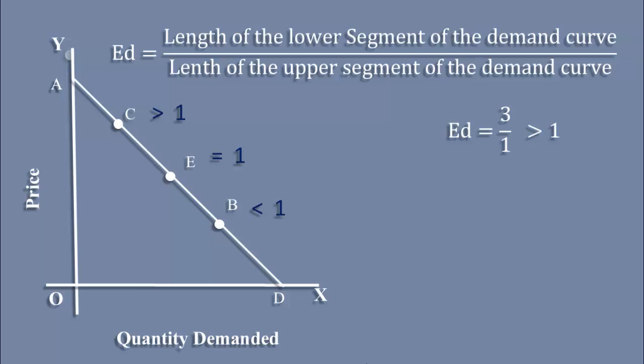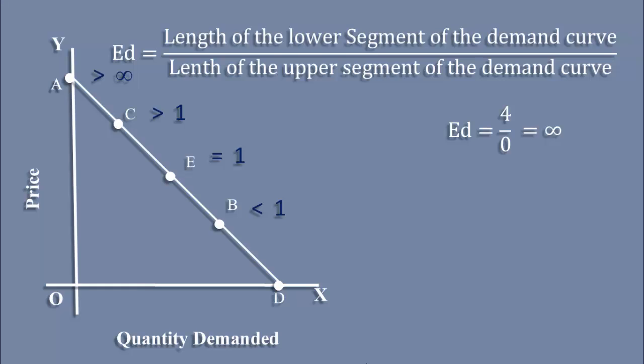At point A, the lower segment of the demand curve is 4 centimeters. The upper segment is 0. 4 divided by 0 is equal to infinity. There is perfectly elastic demand at point A.